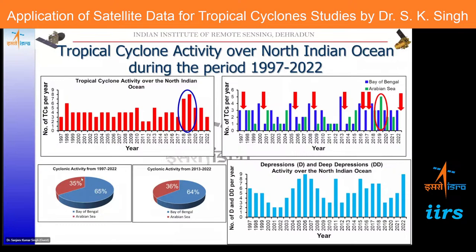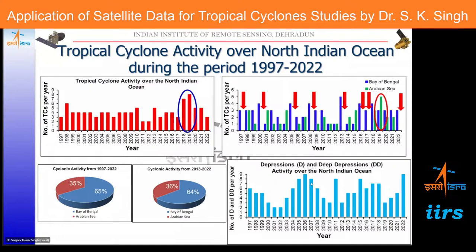If you categorize it percentage-wise, we can see that during the period 1997 to 2022, the Bay of Bengal has a 60% contribution and the Arabian Sea has a 35% contribution. If you see the last 10 years, this statistic has not changed so much. It is only a 1% difference.